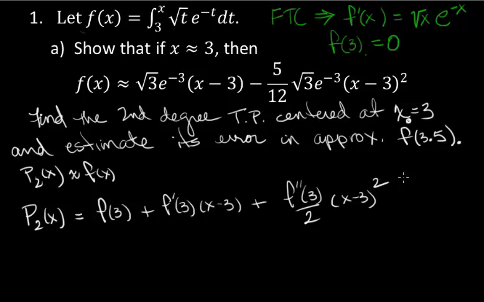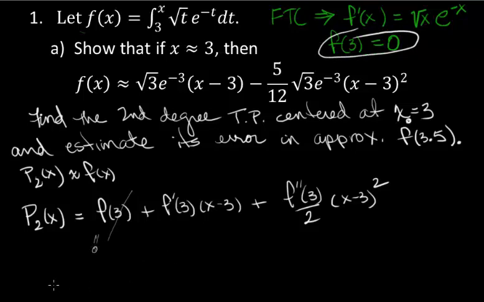So now we need to obviously find f of 3. We need to take the first derivative and plug in 3, and take the second derivative and plug in 3 and divide by 2. So I'm sure that you can do all this. F of 3 we saw up here. F of 3 is equal to 0. So that's just equal to 0, and we won't put it there.